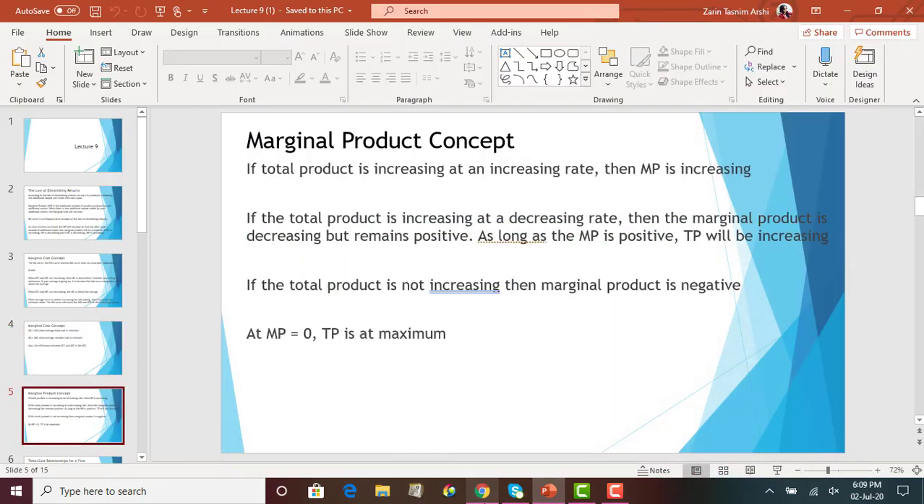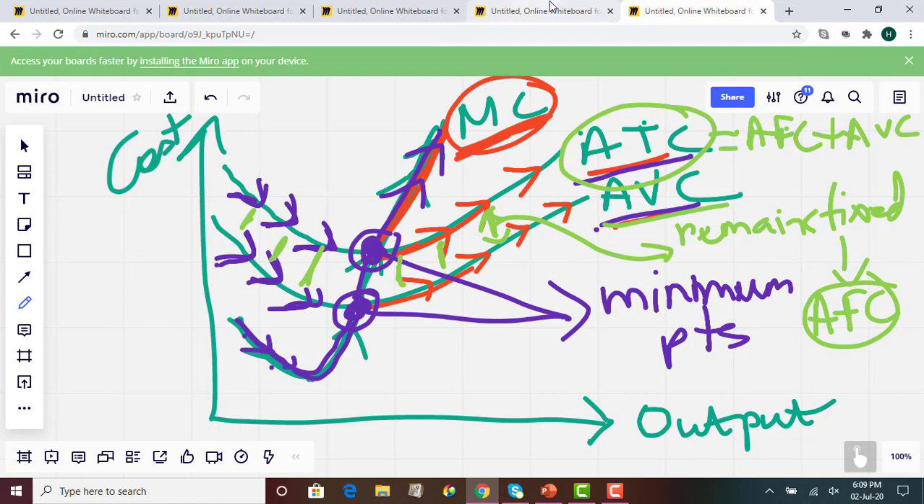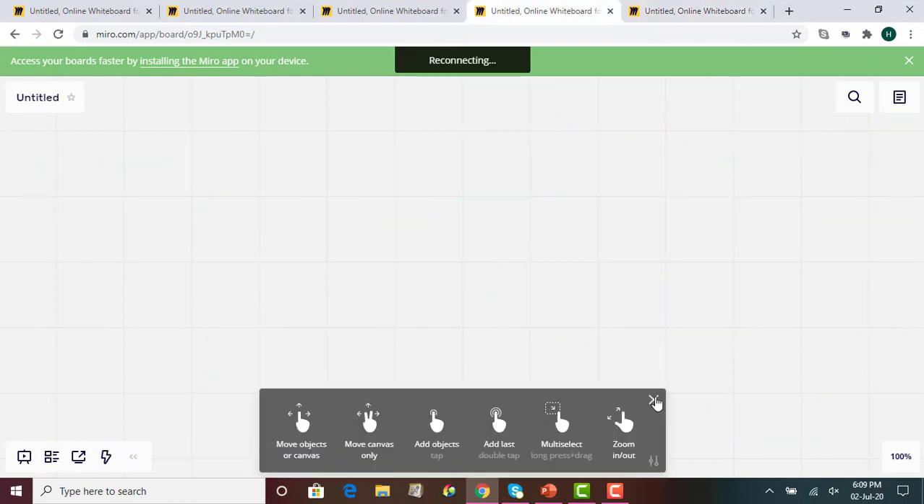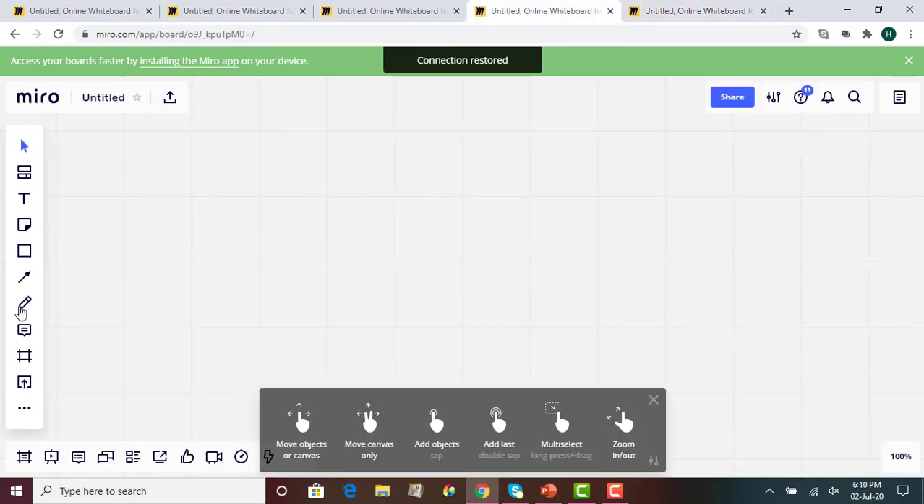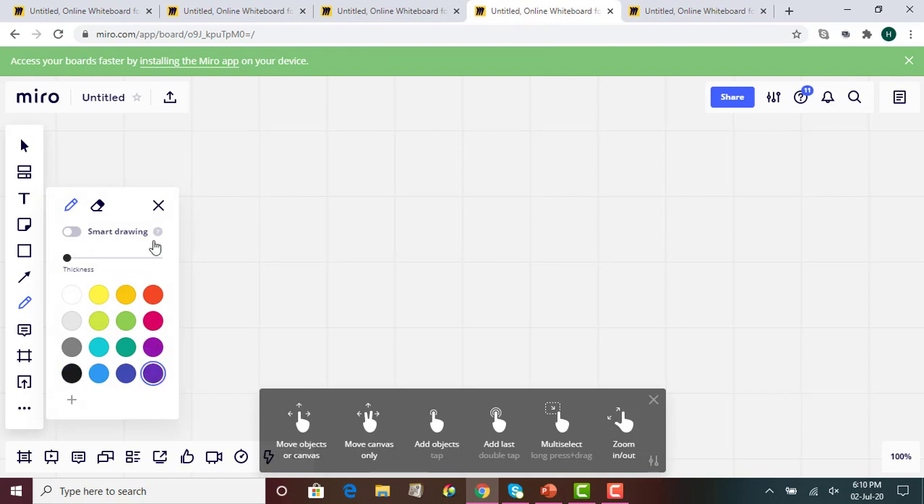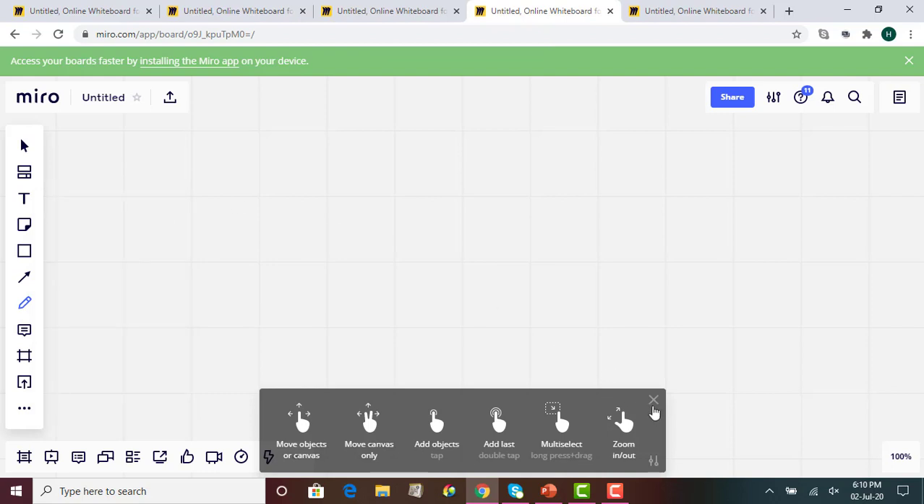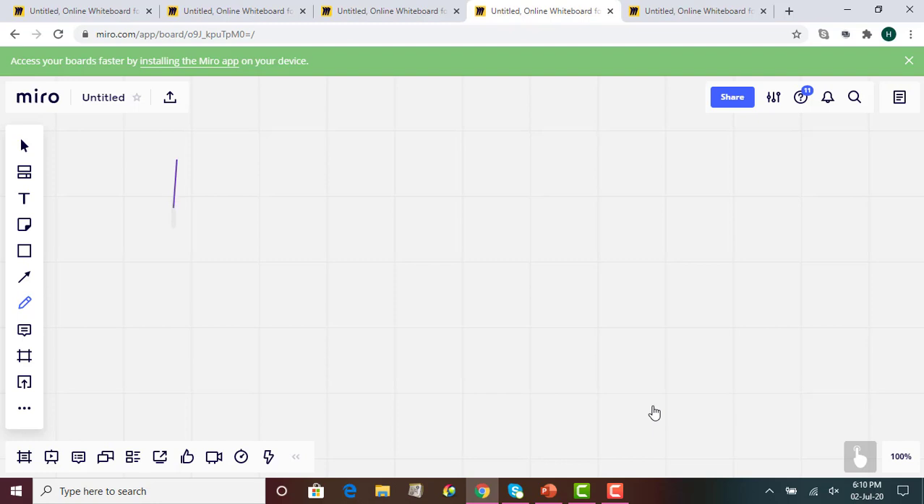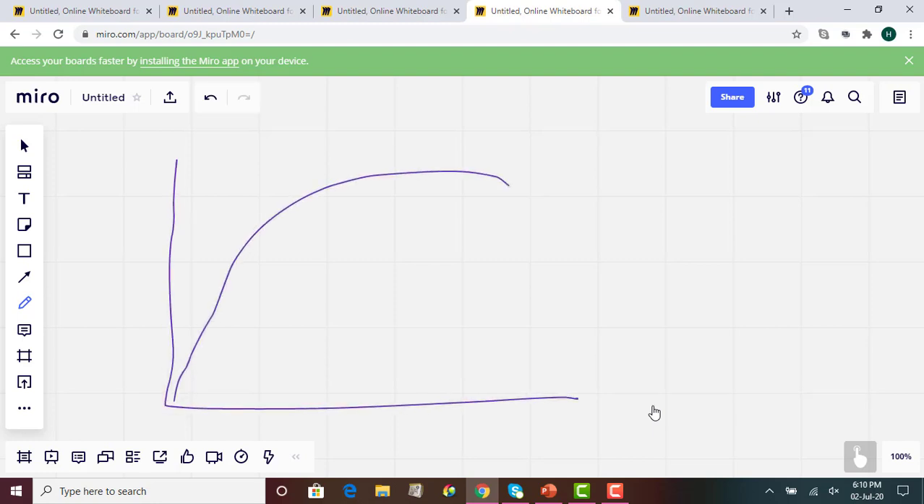Moving on, and this is based on the graph that we did last class, if you remember, for the total product or total output and marginal product or marginal output, we had the total product curve look like this, and then for the marginal product we had it look like this.